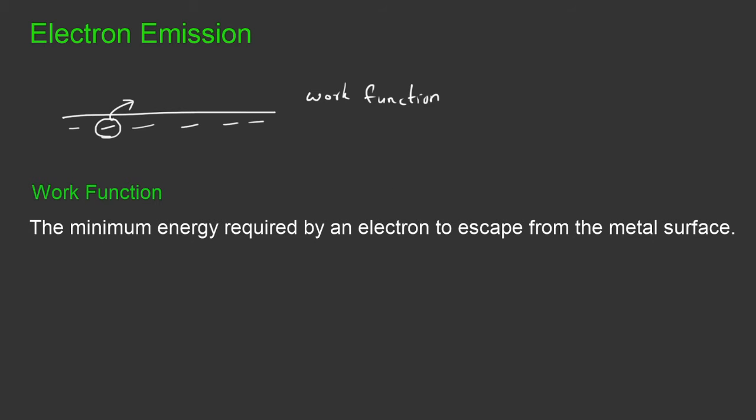What is work function of a metal? It is the minimum energy required by an electron to escape from the metal surface. Work function is generally represented as phi and it is measured in electron volt. This unit of energy is commonly used in atomic and nuclear physics. The work function depends on the properties of the metal and the nature of its surface.